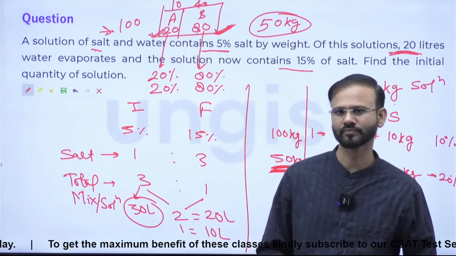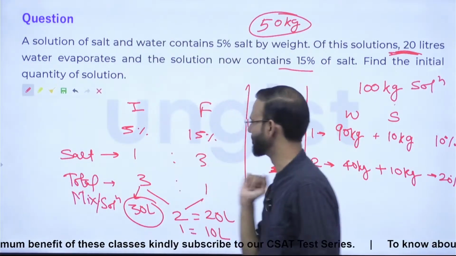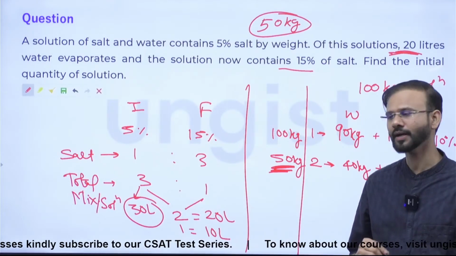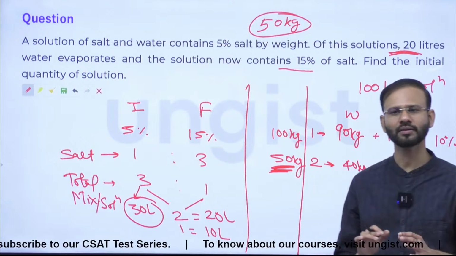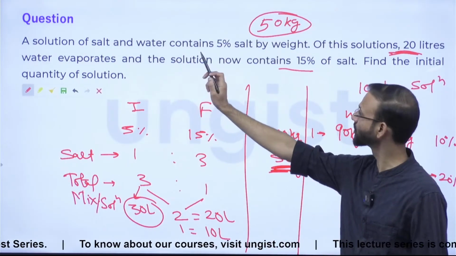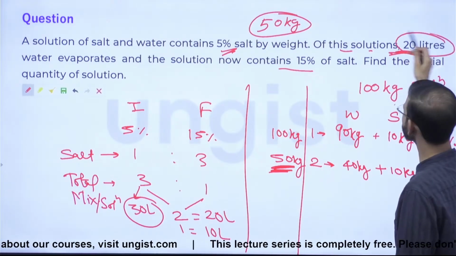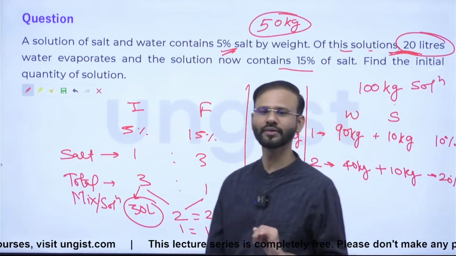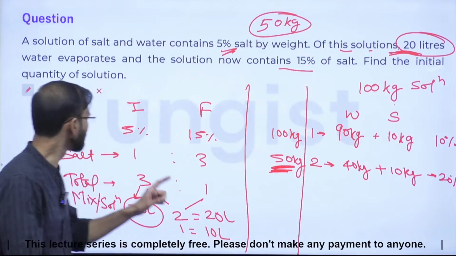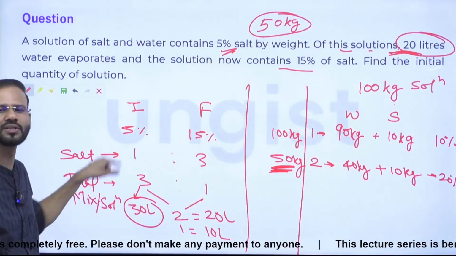So in this total mixture solution, just wait. Yes, now ask please. Is that 3:1 the total mixture or only the water part? 3:1 is the total. See, just read the question. A total solution of salt and water contains 5% salt. Of this solution, 20 liters of water evaporated. Clear now? So whatever we are doing is for the total solution actually.